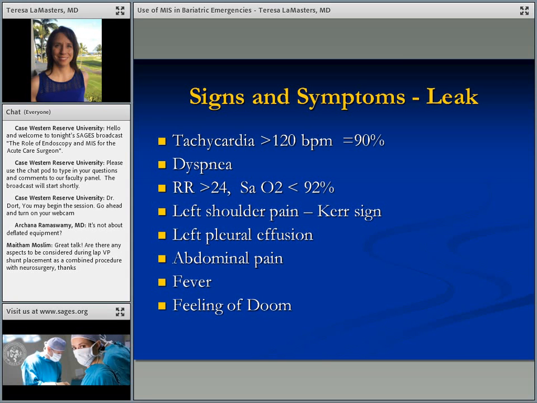They may present with left shoulder pain, which we call a Kerr sign. Commonly will have a left pleural effusion. They may have abdominal pain, but they may not. They may have a fever, but that's usually a later sign. But if anyone tells you they think that they're going to die or they have a feeling of doom, you need to be very interested and take that very seriously.